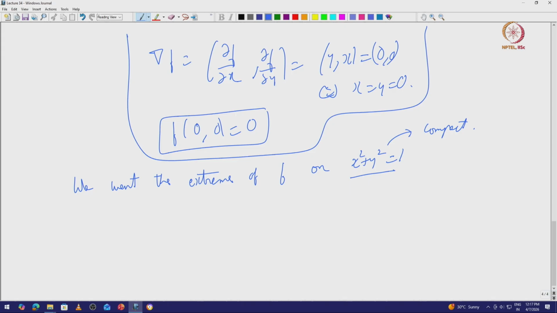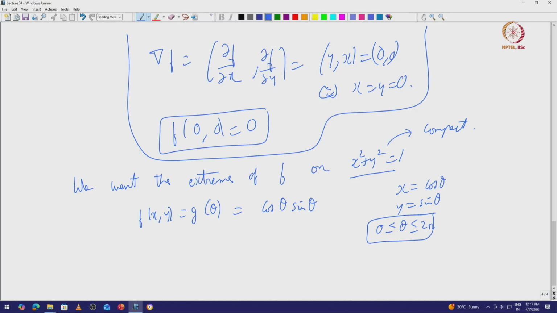So one way to do it is to parameterize the boundary like this. F of x, y is basically g of theta, which is cos theta times sin theta, because we can take x as cos theta, y as sin theta, where theta is in 0 to 2 pi.